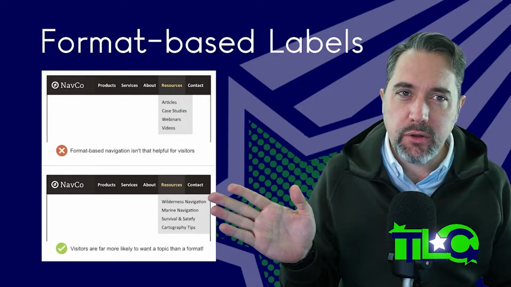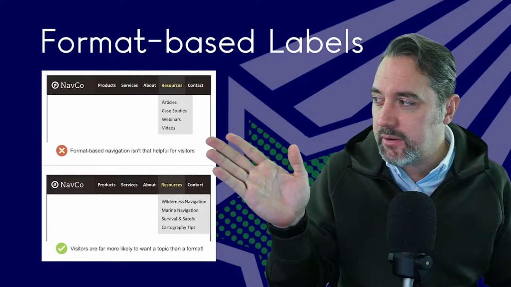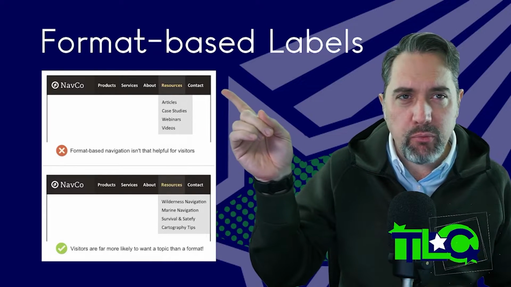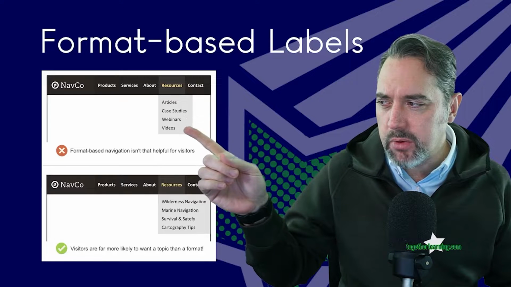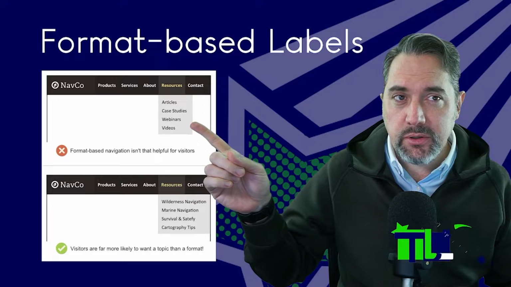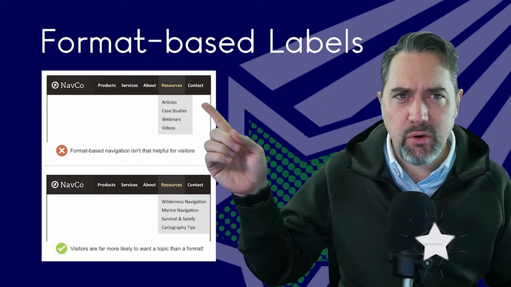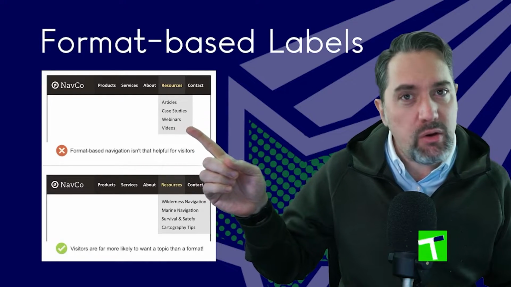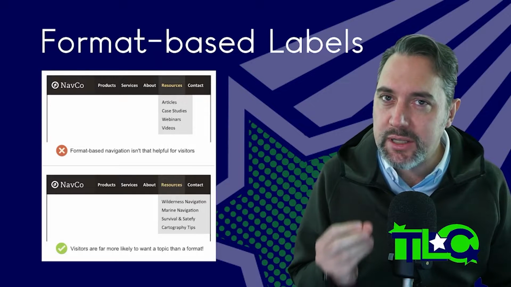This is what that might look like in real form, right? So on the top we have the format-based labels, which are a no-go, right? We have resources in the top level, and then we have articles, case studies, webinars, videos. But what if you're looking for information about how to do website navigation? You don't know whether to go to articles or to webinars or to videos. There might be a video about what you're looking for. There might be an article about what you're looking for. That doesn't really help you.